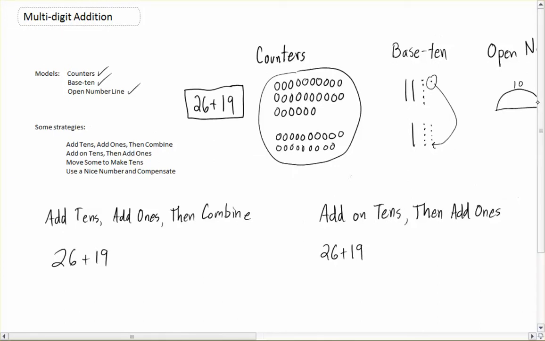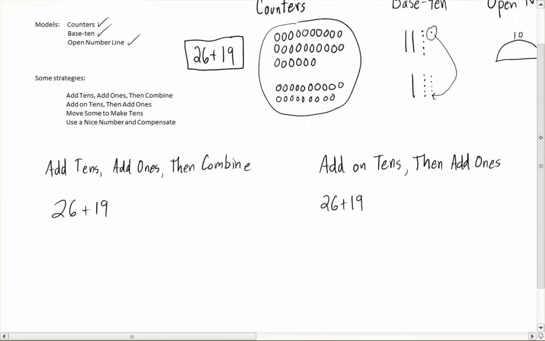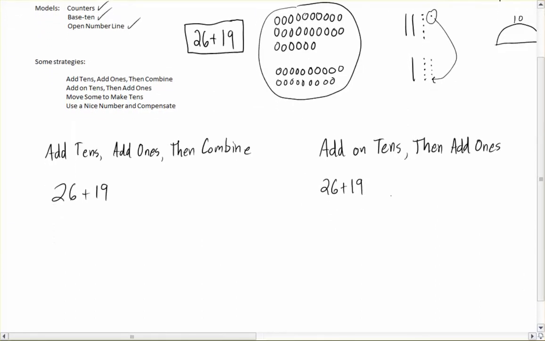There are a lot of different ways to think about how to do this multi-digit addition. One way is students think about adding tens first, then adding their ones together, and then combining. So if I were thinking about 26 plus 19, the thinking would go, I'm going to add 20 plus 10 to get 30. I'm going to add 6 plus 9 to get 15, and then I'm going to add 30 and 15 to get 45.